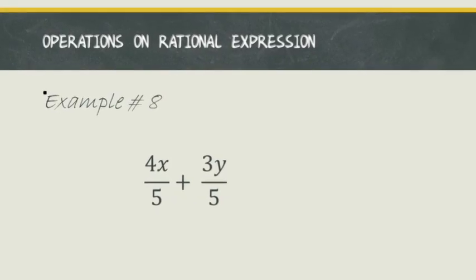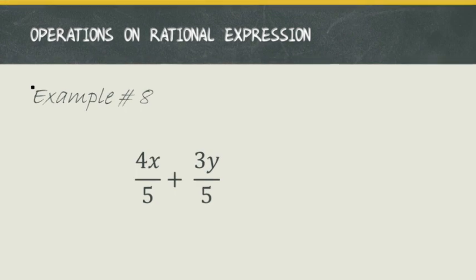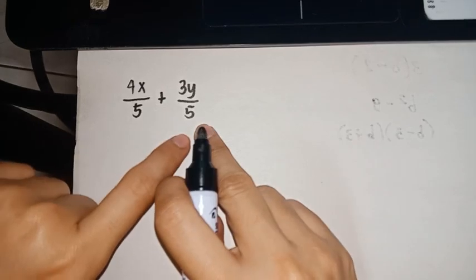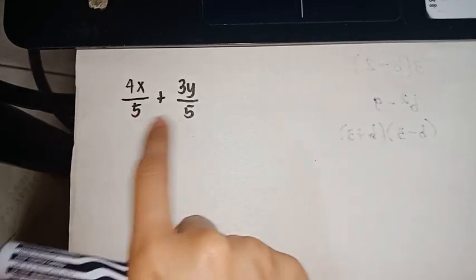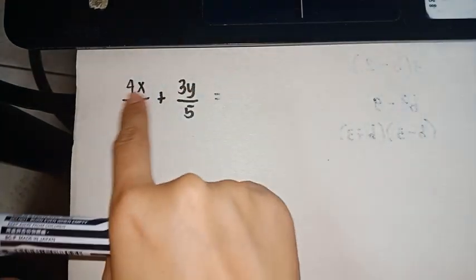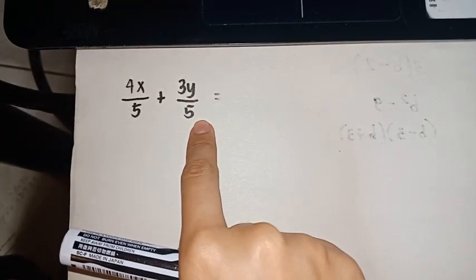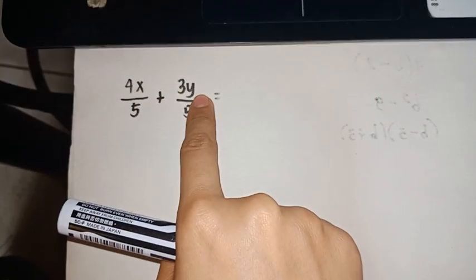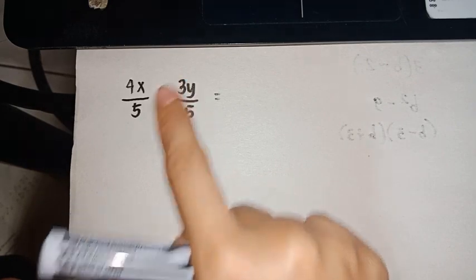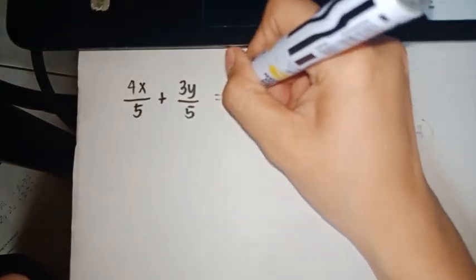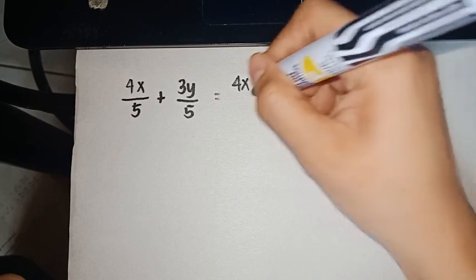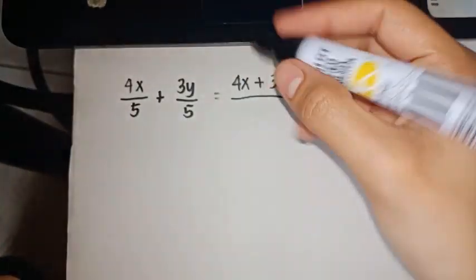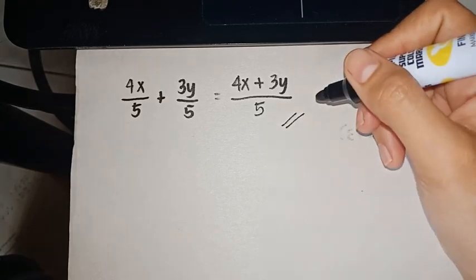Let me explain it further using this example number 8. We have 4x over 5 plus 3y over 5. Add 4x over 5 and 3y over 5. As you can see, we have similar fractions since they have the same denominator. So all you have to do is add the numerators and then copy the denominator. 4x and 3y are not similar terms, therefore we cannot combine them. So what we will do is copy 4x plus 3y all over, and again, since they are similar fractions, copy the denominator.